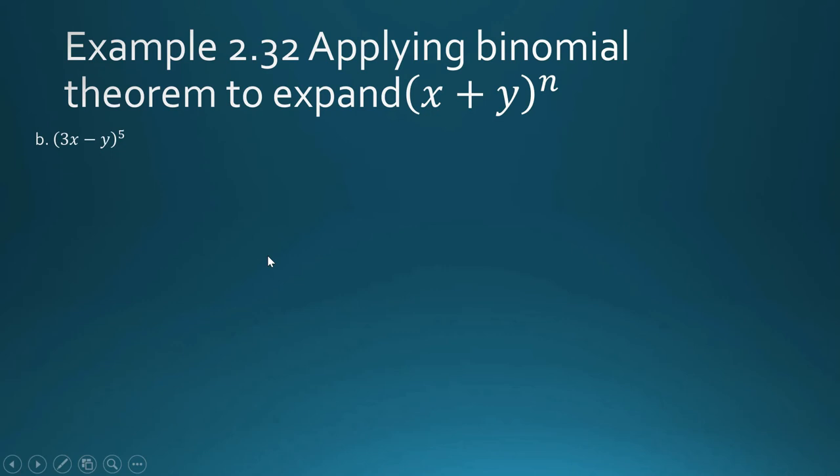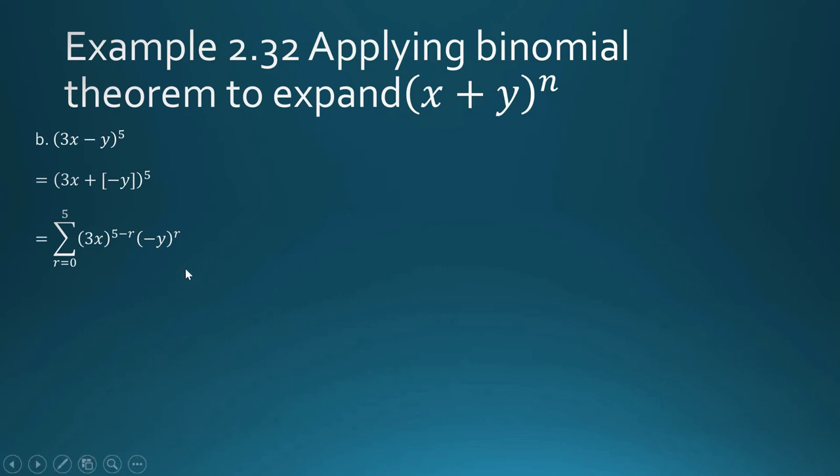Expand the binomial 3x minus y raised to 5. Obtain the binomial expansion of 3x minus y raised to 5. Write it in terms of addition: 3x plus the negative of y raised to 5.